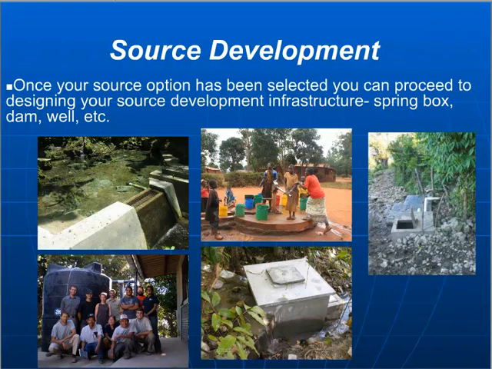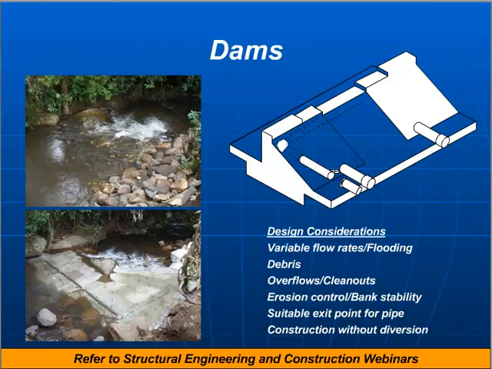Once you pick that source, the next thing to do is figure out how you're going to develop that source. What I mean by that is, are you going to need to build a dam, or are you going to drill a well, or are you going to do some sort of spring box? How are you going to actually capture that water to make it more available, whether it's through infrastructure or point of use, whatever that end goal is, it might depend. But the remaining portion of this presentation is to just go over the different pieces of infrastructure and just some design considerations to think about as you're going about each one.